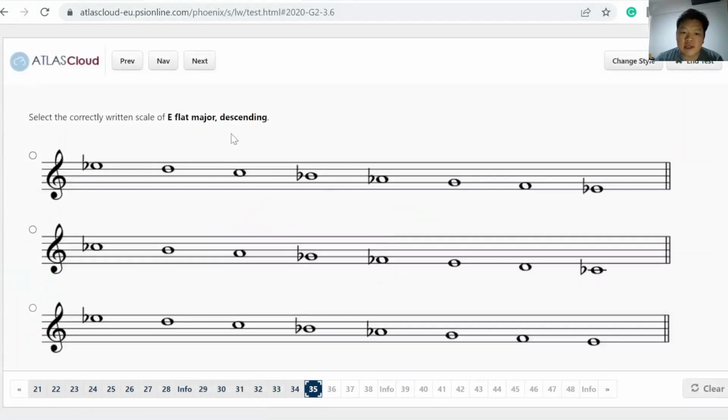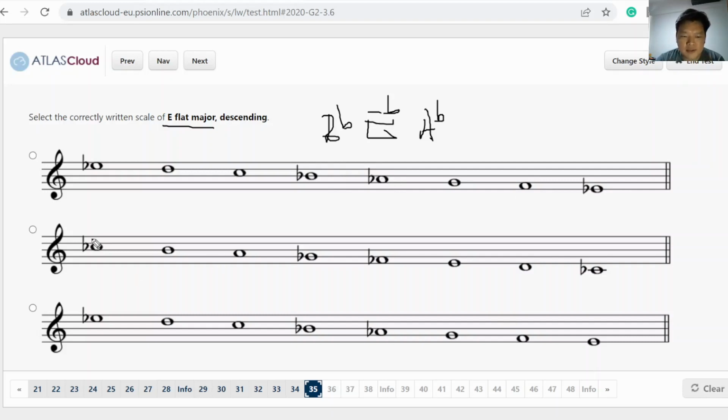Next one, E flat major descending. First you need to know E flat major, how many flats. E flat major has B flat, E flat, and A flat. So you need to find a key that has these flats. The first one, E flat, yes. B flat, A flat, yeah, I found it. The first one is already the answer.